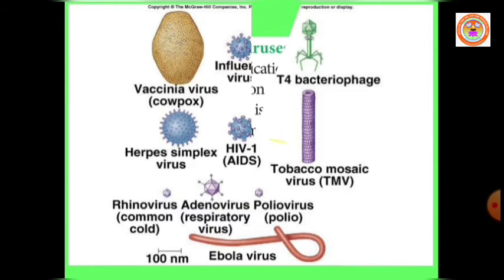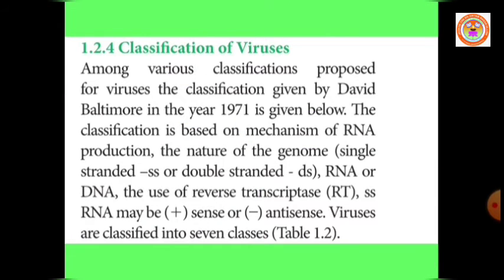A different type of classification was proposed by David Baltimore in 1971. This classification is based on the mechanism of RNA production and the nature of the genome. The genome is the genetic material of the virus. So viruses may be RNA containing or DNA containing viruses. RNA is generally single stranded, DNA generally double stranded. Clear? RNA or DNA containing.